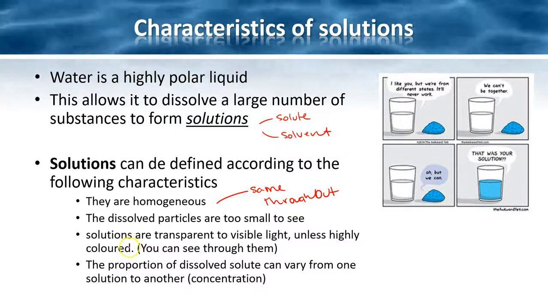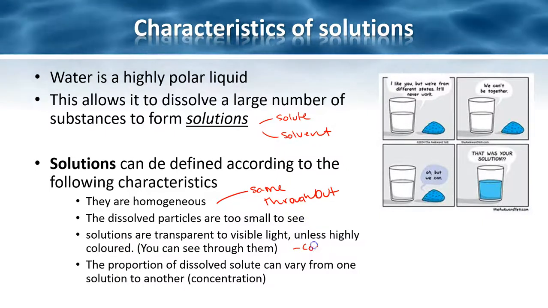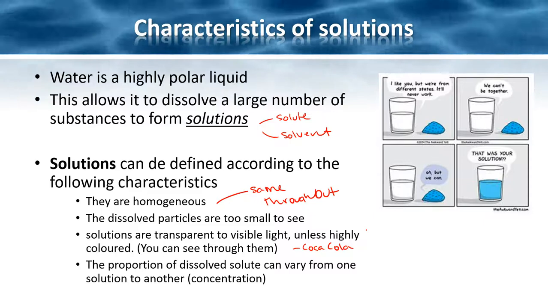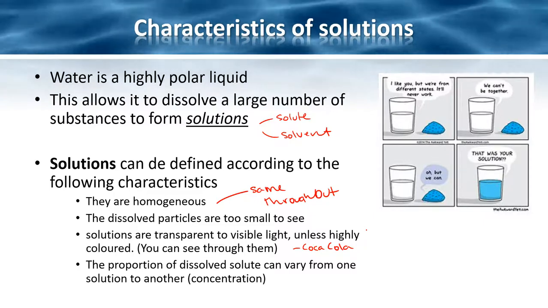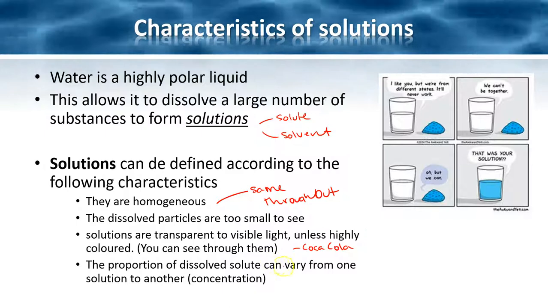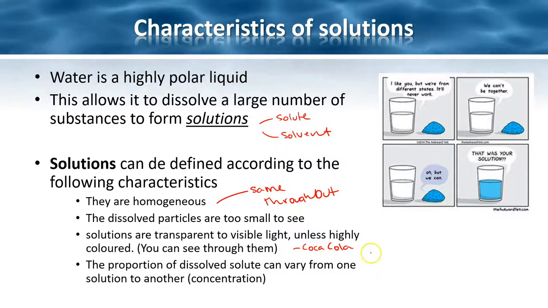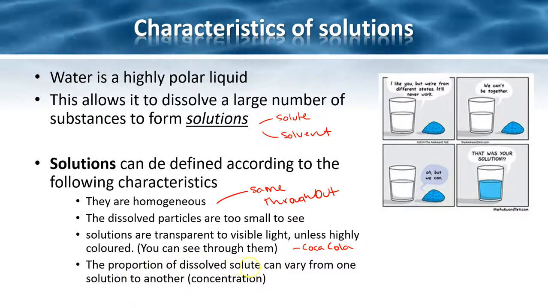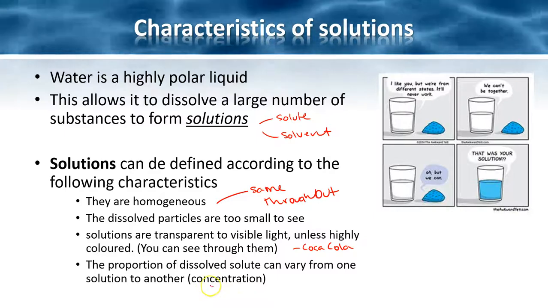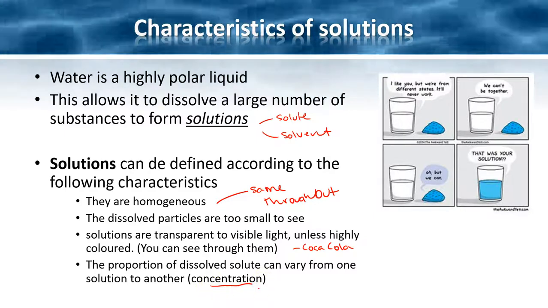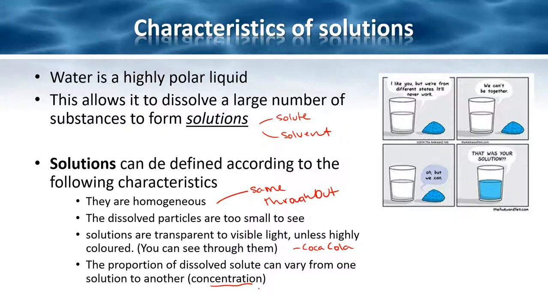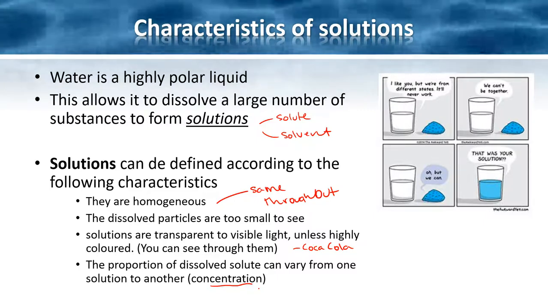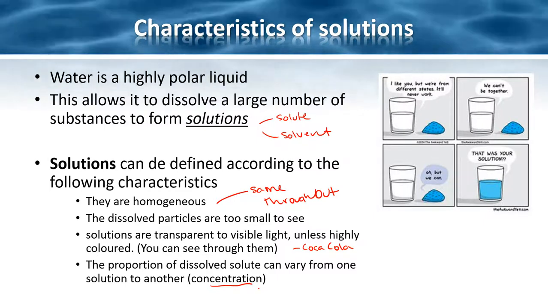We can think about things like Coca-Cola in this case. It is a solution, but it can be quite difficult to see through. It can be highly coloured and still be a solution. And then the proportion of dissolved solute can vary from one solution to another, which is a concentration, a measure of how much solute is dissolved into the solvent, like weak cordial versus strong cordial. So these are each of the things that we define a solution by.